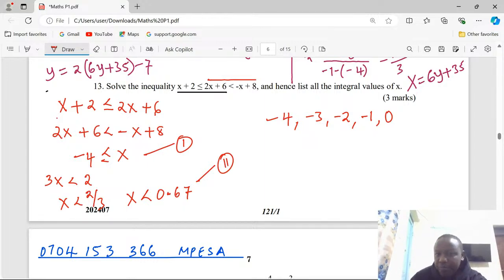Then, after 0, the next integral value must be 1. Decimals and fractions are not integral values. Therefore, that is the last integral value according to the limits that we have.